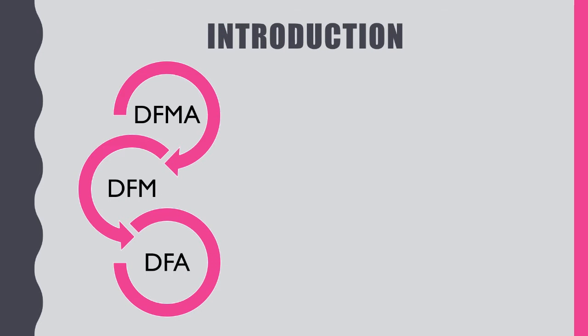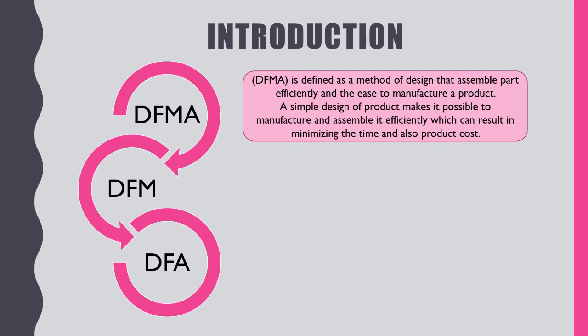Design for manufacturing assembly, or DFMA, is defined as a method of design that assembles parts efficiently and is easy to manufacture a product. A simple design of a product makes it possible to manufacture and assemble it efficiently, which can result in minimizing the time and also product cost. DFMA is a combination of two methods, which is design for manufacture and design for assembly.